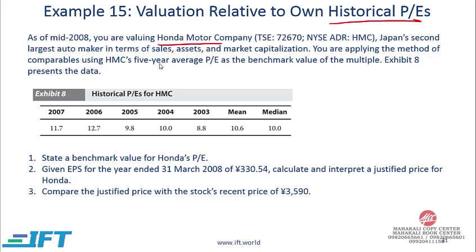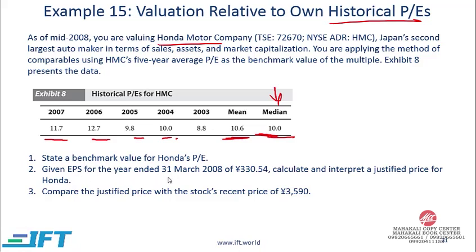All right. So state a benchmark value for Honda's PE. You are looking at historical data. So what should the benchmark be? Mean or median? We don't have any huge outliers, so it could be either. You can actually come up with numbers based on both. There's no hard and fast rule. Generally, one is more inclined to use the median, but you can also look at the mean. So either could be a benchmark.